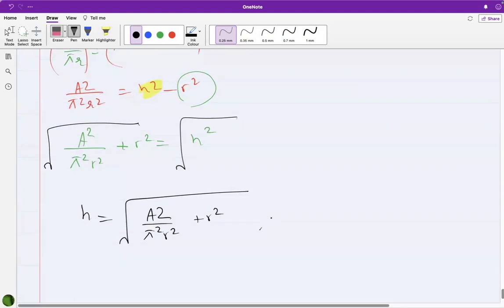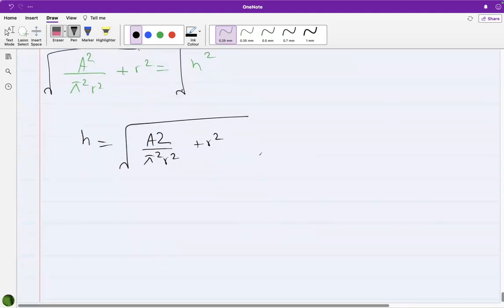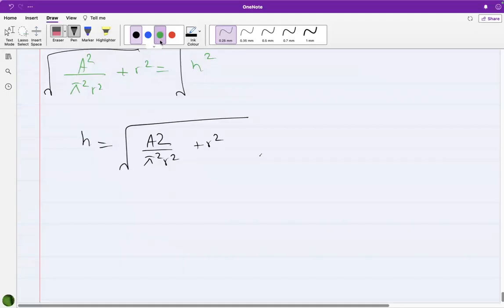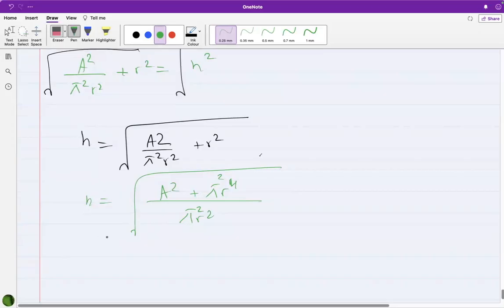Okay. Now, if you wish to take the LCM, that would be pi r square, a square plus pi r 4, whole under the root. And then 18f.